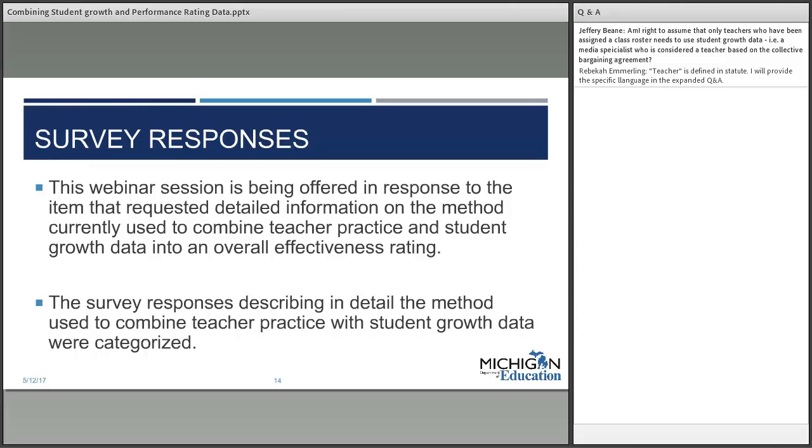The intended purpose of this webinar session is really speaking to that first item, that first question that we asked after, do you evaluate? That requested detailed information on the method that is currently used to combine teacher practice and student growth data into an overall effectiveness rating. I'm only going to talk through the responses to the first question. The other two questions yielded very good information too, and we'll be using that information at a later date and disseminating it. But the survey responses that described in detail the method to combine teacher practice and student growth data into an overall effectiveness rating score were categorized, and we're going to talk a little bit about that in a couple slides.